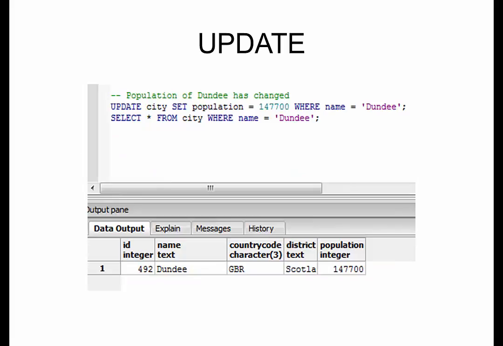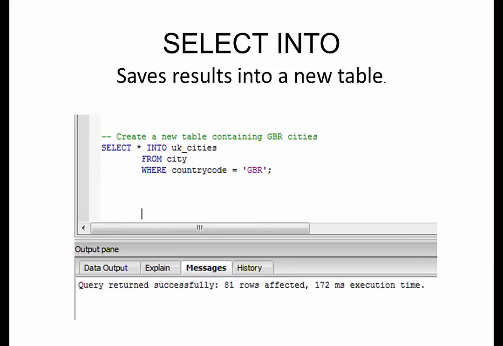If I decide I want to update that record, because the population of Dundee has increased, I can do an update command. I can set the population to the new value. I've got my where clause because I want to only update the record in Dundee. Then run a select to make sure it's actually done what you think it's going to do.